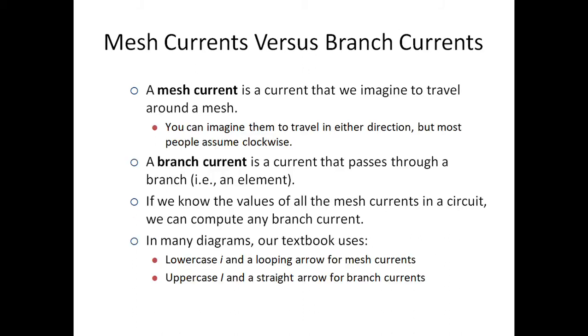Mesh currents versus branch currents. A mesh current is a current that we imagine to travel around a mesh. We can imagine them to travel in either direction, but most people assume clockwise direction. A branch current is a current that passes through a branch. In this assignment, we use small lowercase letters for mentioning the mesh currents, and uppercase letters for branch currents.